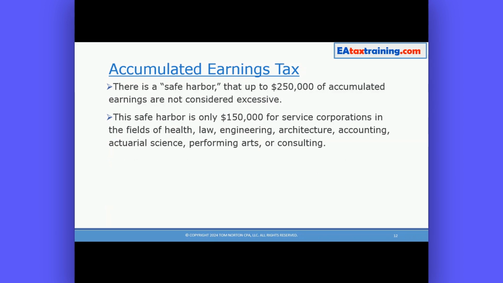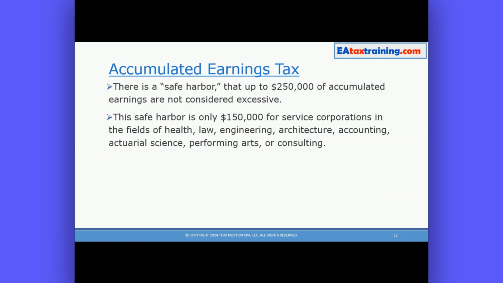If the type of business you're in is a service type of business in the fields of health, law, engineering, architecture, accounting, etc., instead of a $250,000 safe harbor, it's $150,000. The idea here being that service types of businesses will generally have lower capital needs than other types of businesses. So the safe harbor is lower.